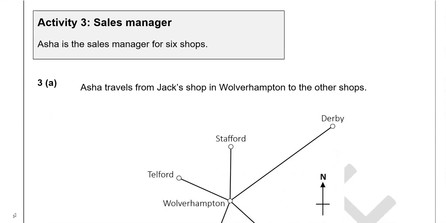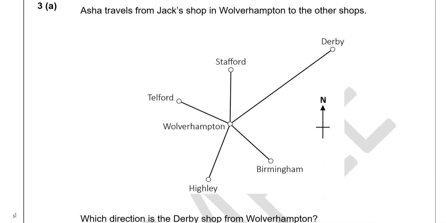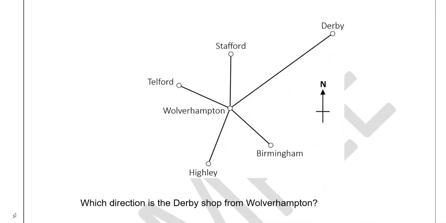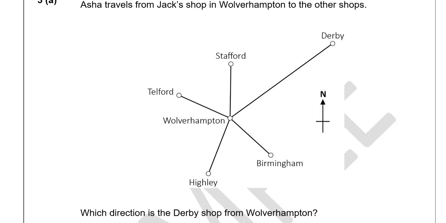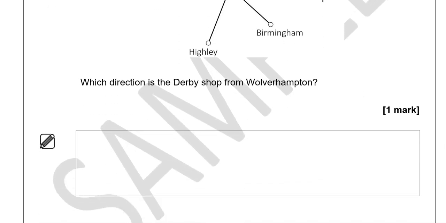Activity 3, Sales Manager. Asha is the sales manager for 6 shops. Asha travels from Jack's shop in Wolverhampton to the other shops. Which direction is the Derby shop from Wolverhampton? Here is Wolverhampton, here is north, here is east. So this is in between north and east, so we're going to say northeast. Or short, NE.